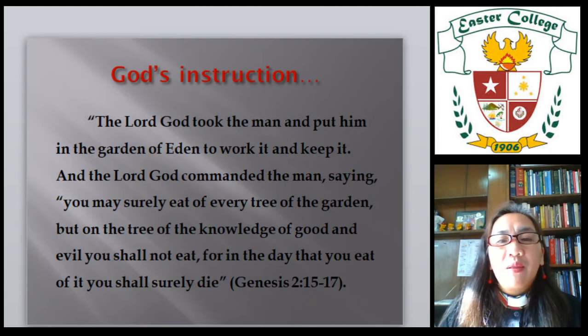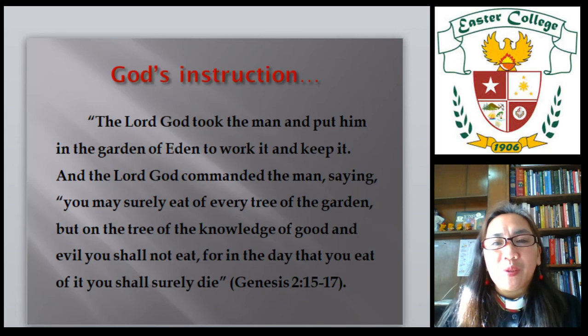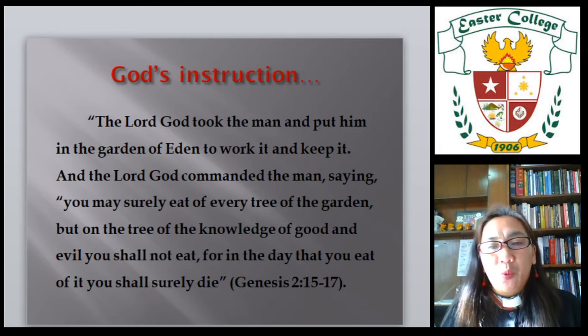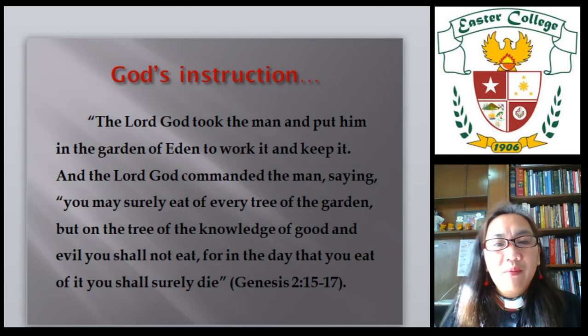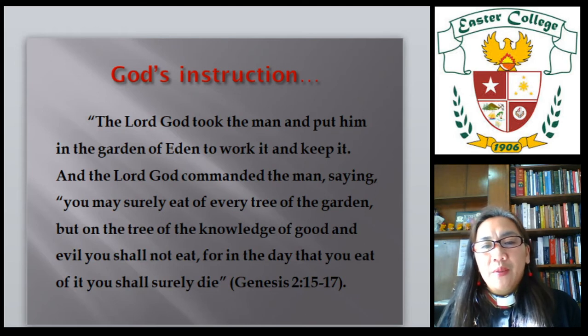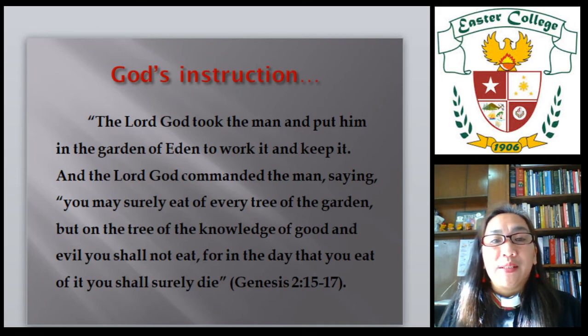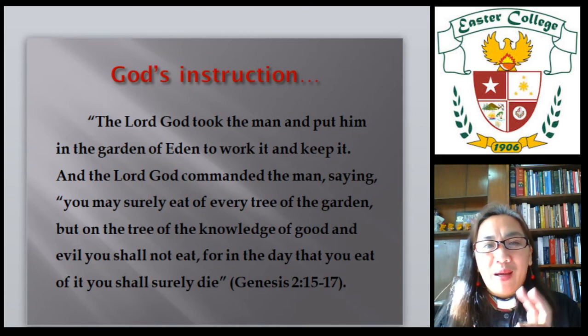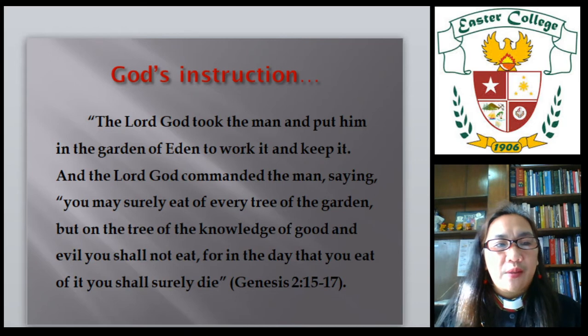Before we read almost the whole chapter of Genesis chapter 3, let us go back to that instruction. This is very important so that we'll have a good understanding of what is going on in chapter 3. This is Genesis chapter 2, verses 15 through 17. Let us read. The Lord God took the man and put him in the Garden of Eden to work it and keep it. So that is the first responsibility of the man, to work the garden and to take care of it. And the Lord God commanded the man, saying, "You may surely eat of every tree of the garden, but of the tree of the knowledge of good and evil you shall not eat, for in the day that you eat of it, you shall surely die." That is a very clear instruction from God to the man. Eve was not present there, so it's the man who received the instruction.